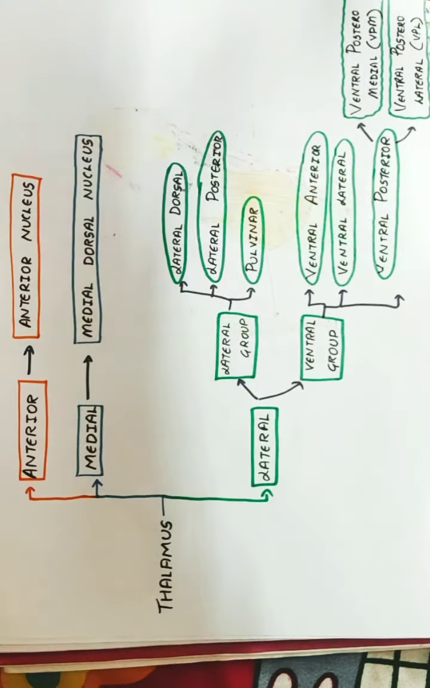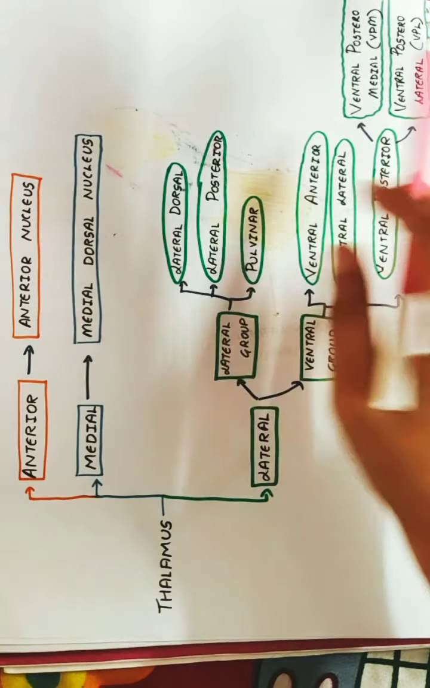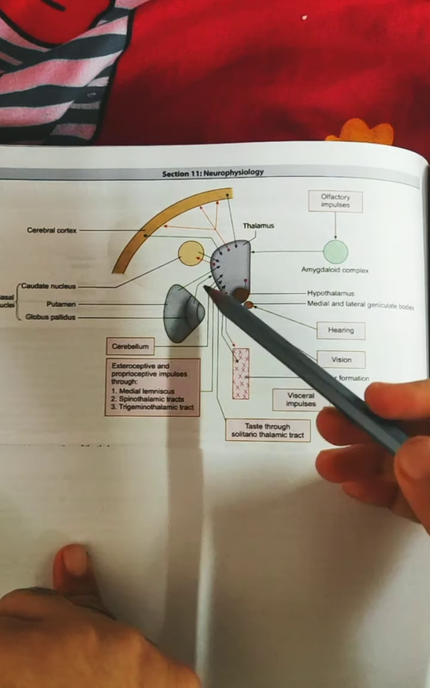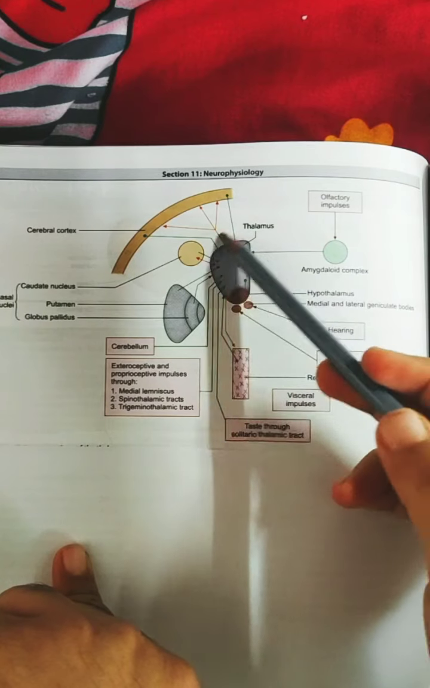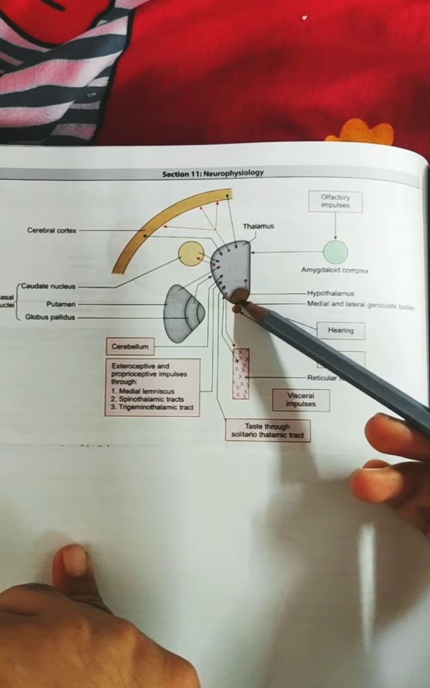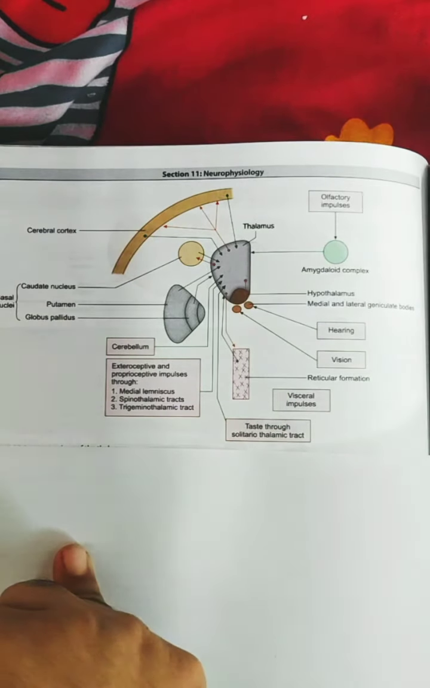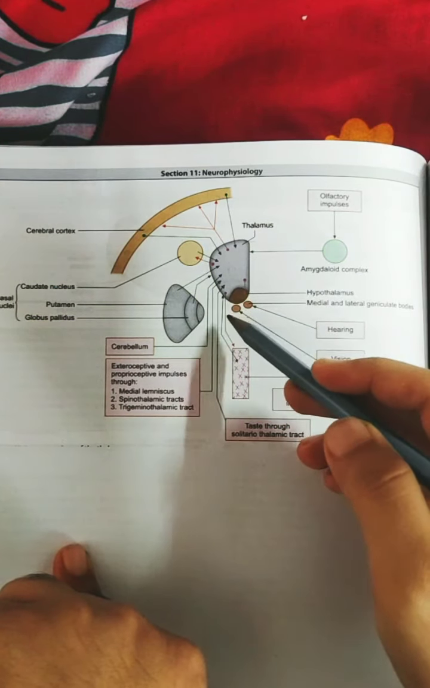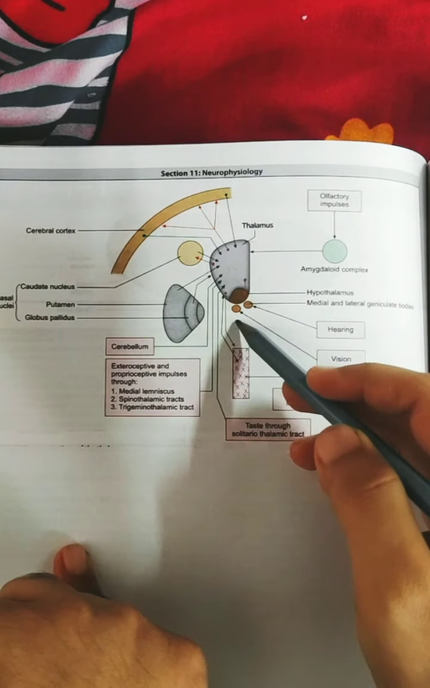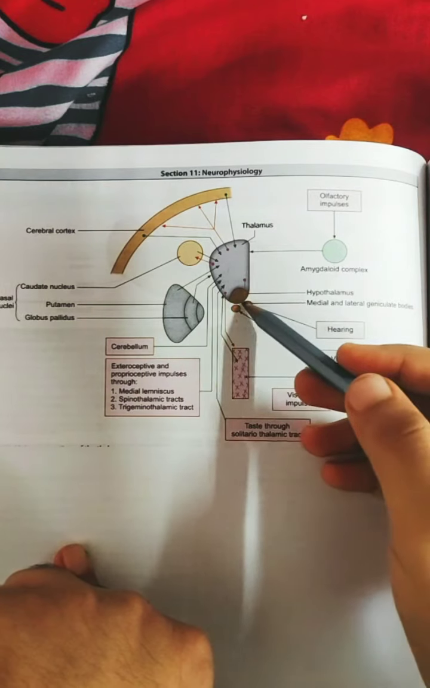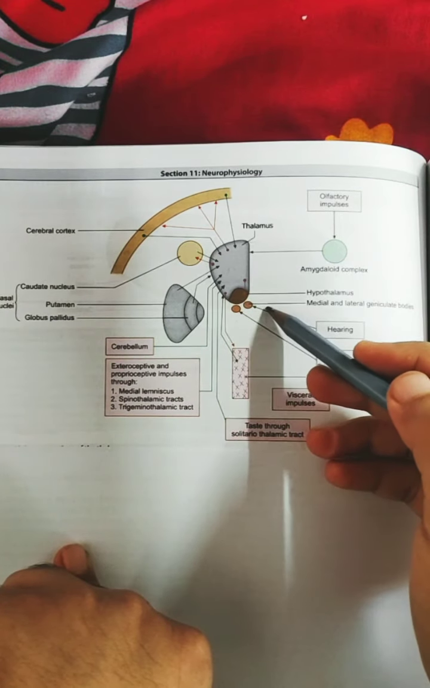Now we look at the connections of the thalamus. Very important thing, you have to know the connections of the thalamus. So this is about the connection of the thalamus. You can see the thalamus here, the blue color structure. Below the thalamus there is the hypothalamus. After that, below the hypothalamus you can see the two geniculate bodies, that is medial and lateral geniculate bodies. Thalamus, hypothalamus, medial and lateral geniculate bodies.